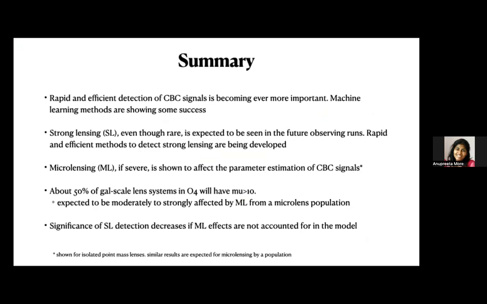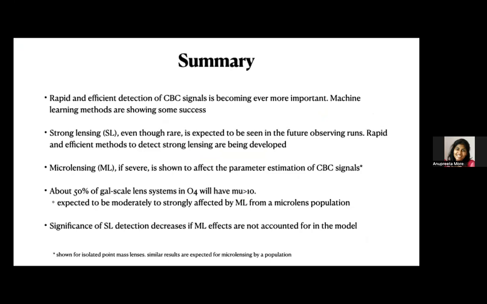We are working on rapid and efficient detection of CBC signals using machine learning algorithms. Strong lensing, even if it is rare, is expected to be seen in future observations, and so we need rapid and efficient methods to detect strong lensing as well. There are lots of developments happening on that front as well.